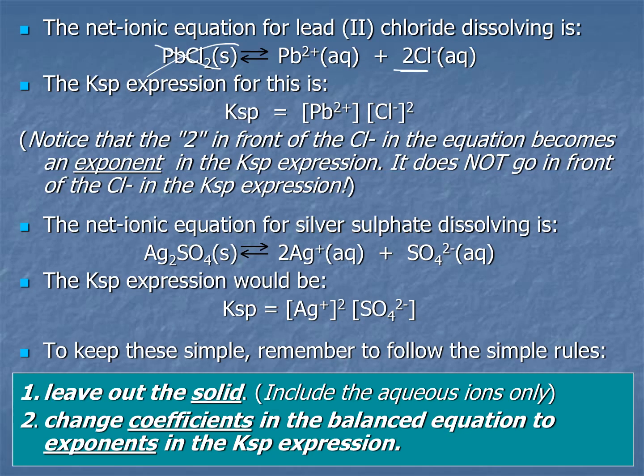So for silver sulfate, same concept. We write out the compound correctly. You would have to write it correctly with the correct charges, otherwise you'll mess up your balancing. Solid, equilibrium arrows, ions, coefficients of 2 and 1. Write out the expression Ksp, silver to the 2 power, sulfate. To keep these simple, remember the following 2 rules. Leave out the solid and change coefficients in the balanced equation to exponents, just like always.